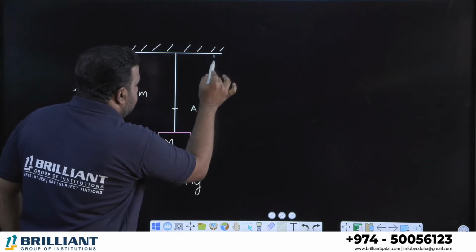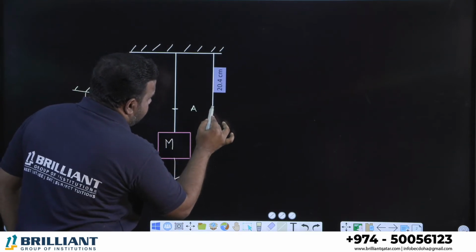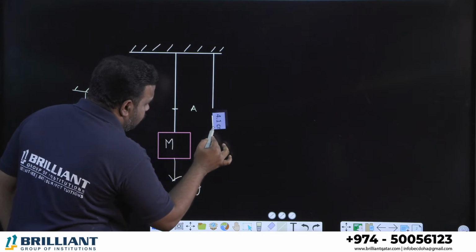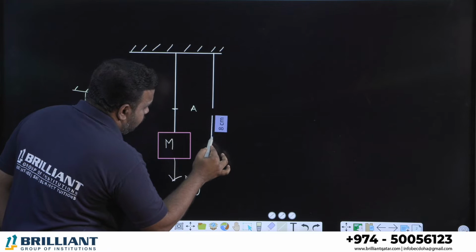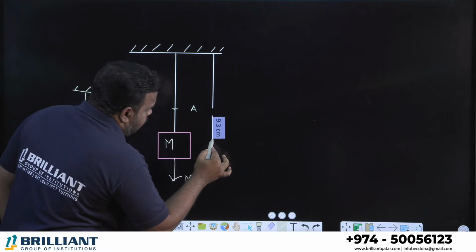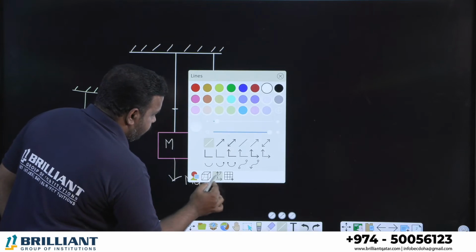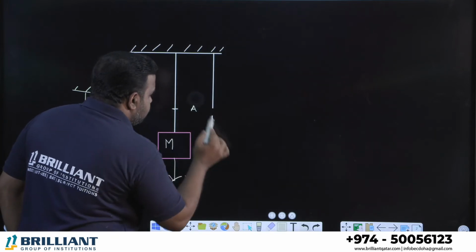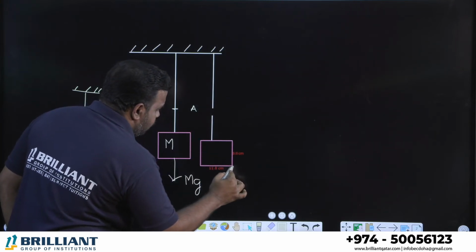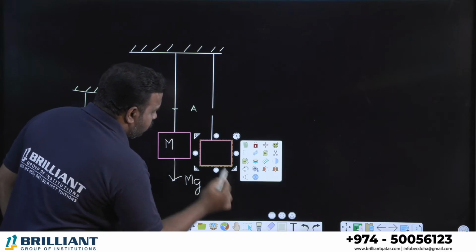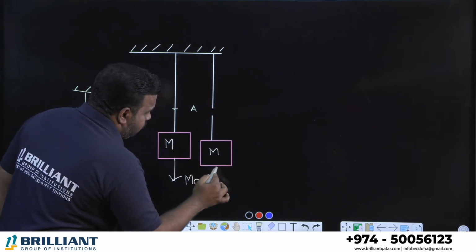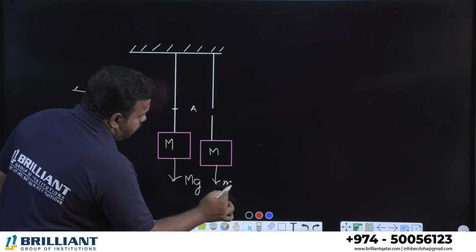See, till A, one part, till A, one part, and then after that there is a string, and this mass is attached to that string. So I'm just redrawing this situation like this. So this is capital M, so definitely its weight will be Mg.